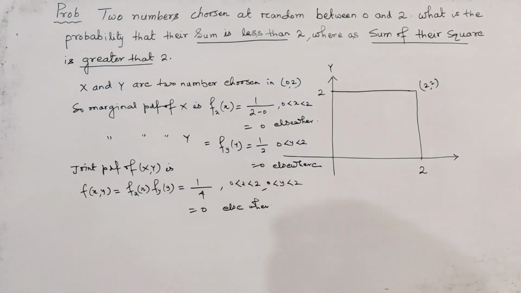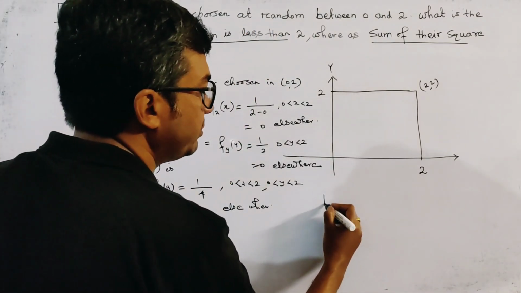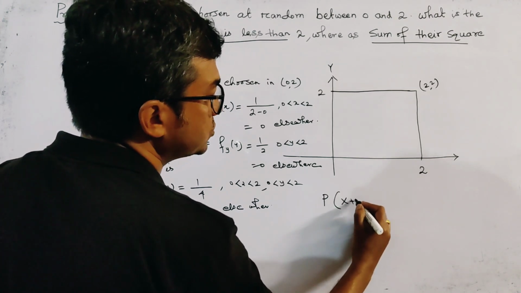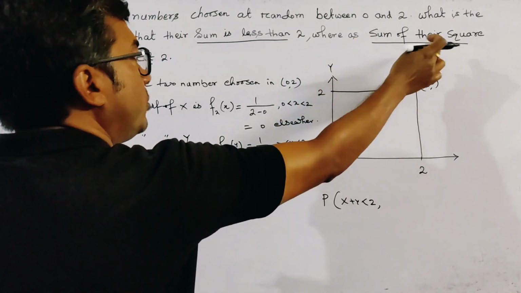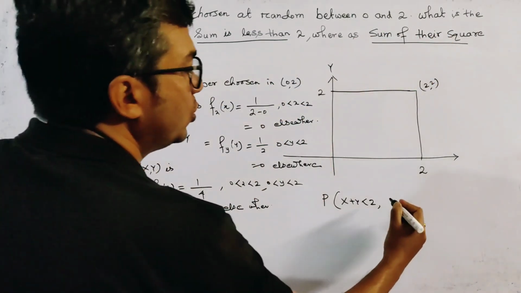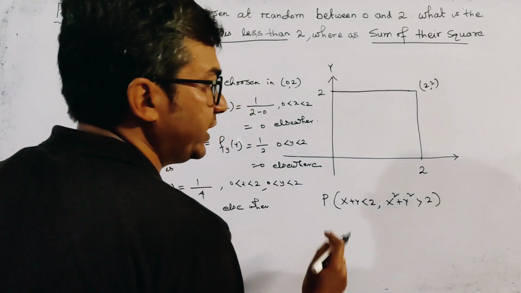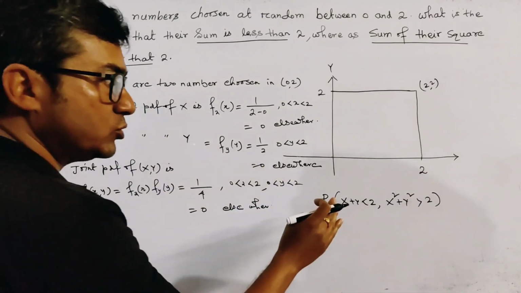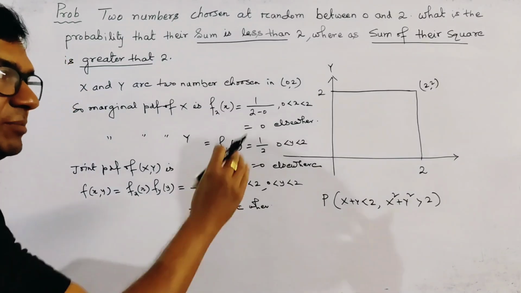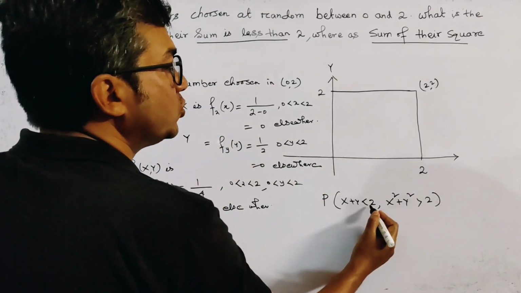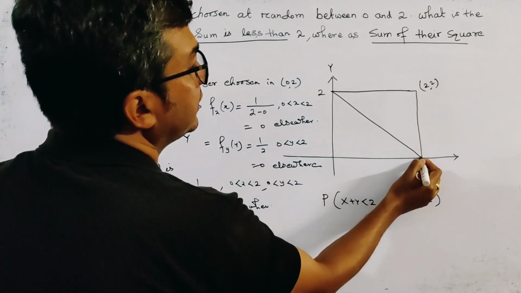Now we have to find the probability that the sum is less than 2. So we have to find the probability of x plus y less than 2, together with the sum of their squares being greater than 2, so x squared plus y squared greater than 2. We have to find this probability. Now we try to draw these two regions in the same picture. Clearly x plus y less than 2 means the line is this.